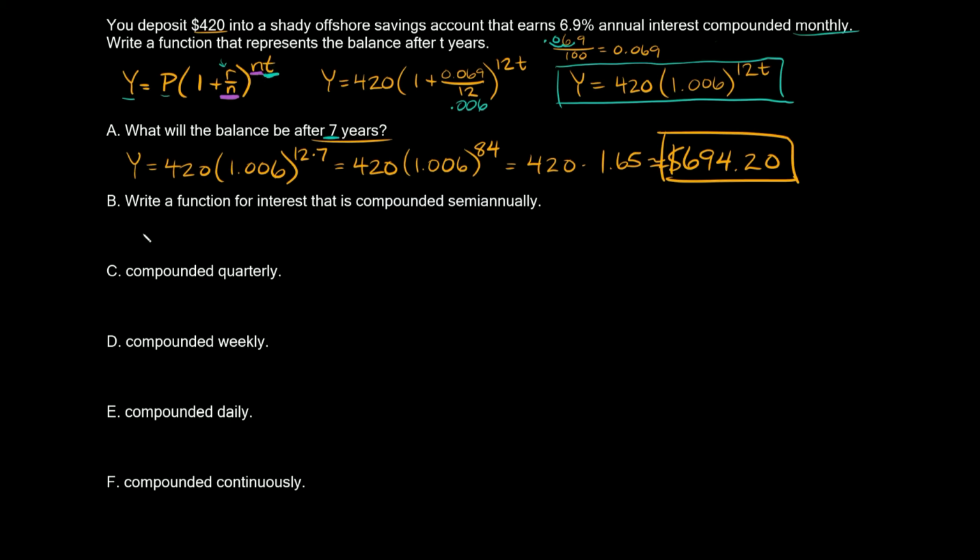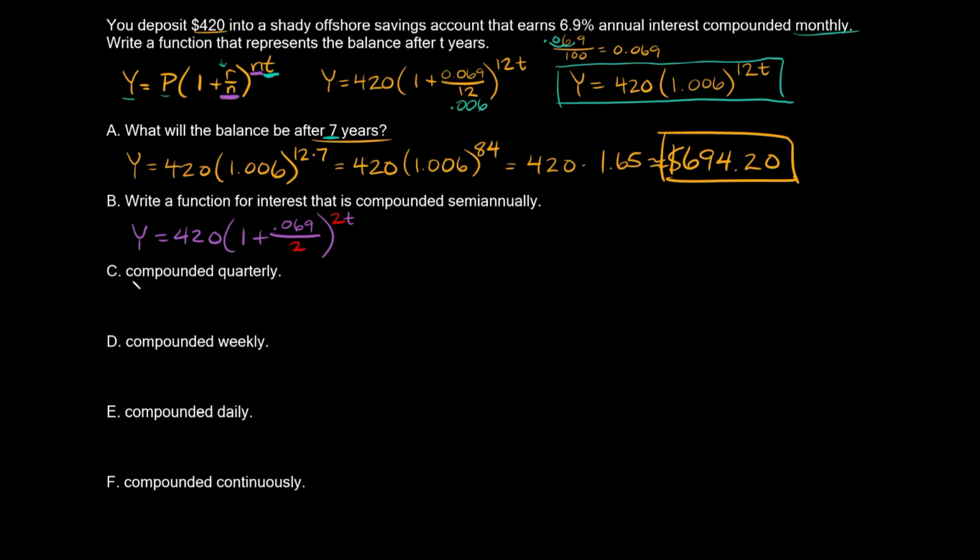Remember the n value is this number down here and up here in the exponent. In this case, the function would be y is equal to 420, that's our principal, then 1 plus r over n. The rate is still the same, it's still 6.9%, so it's still 0.069. Now, what's our n in this case? Well, how many 6-month periods are there in a single year? 2 of them, right? So we're going to have a 2 right there, and then it's raised to the n times t, so here we're going to have 2 times t. I'll let you reduce what's inside of these parentheses if you want to make it a little bit cleaner. All right, let's go to the next one.